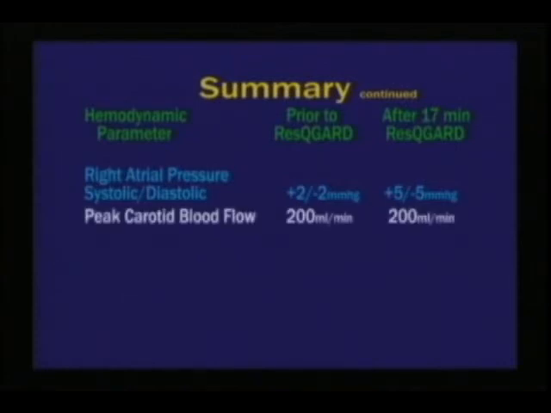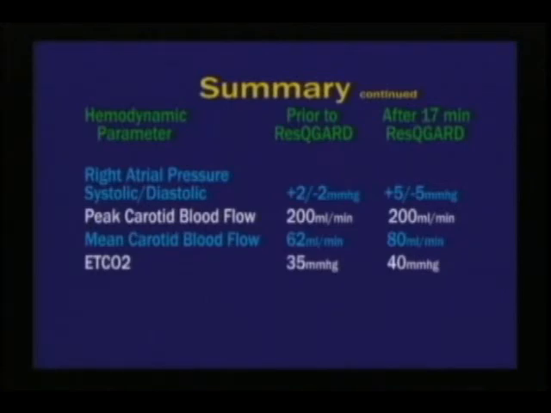Peak carotid blood flow remained essentially unchanged at 200 ml per minute, whereas the mean carotid blood flow increased from 62 ml per minute to approximately 80 milliliters per minute. End-tidal CO2 increased from 35 to 40 millimeters of mercury. Oxygen saturation stayed the same at approximately 98%. Tidal volume increased from about 177 milliliters to approximately 190 milliliters.